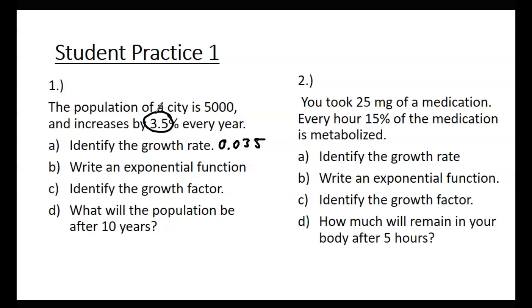All right. Next we have write an exponential function. What'd you get for that, Braden? You got 5,000 in parentheses 1.035. There you go. Good. And what's our growth factor? Anybody? 1.035.